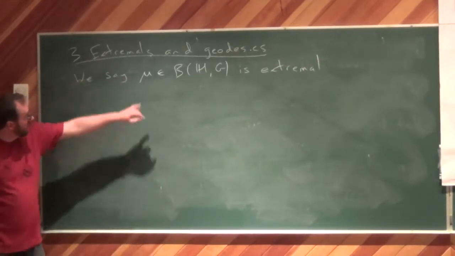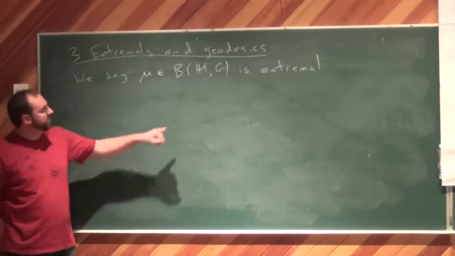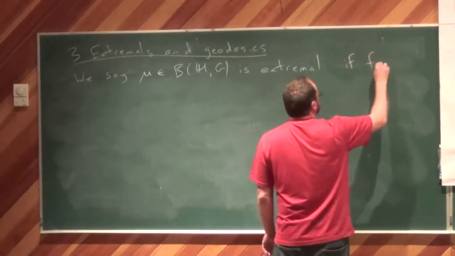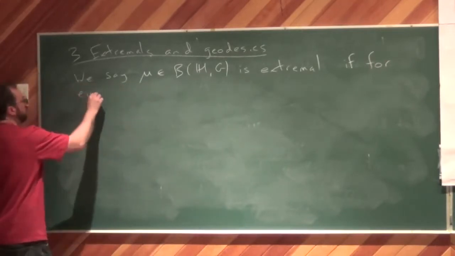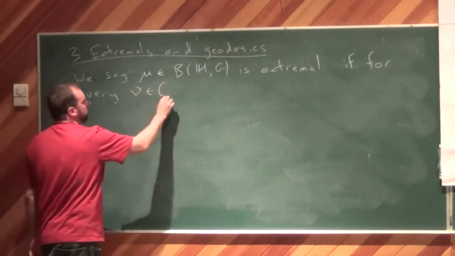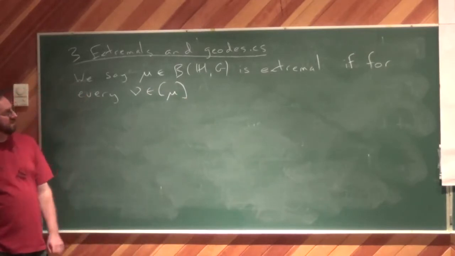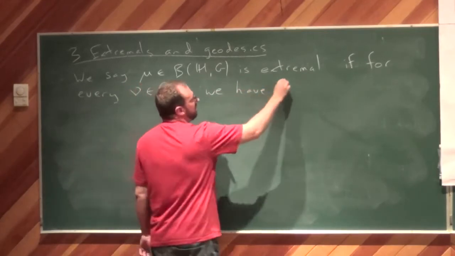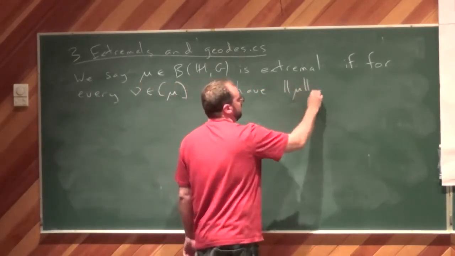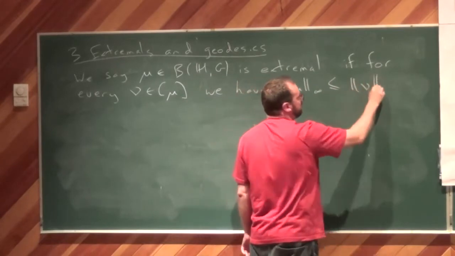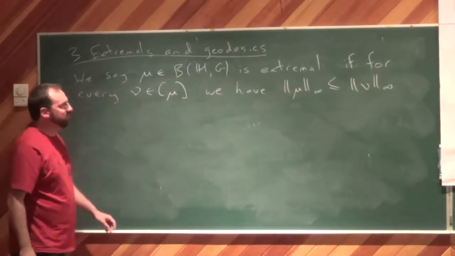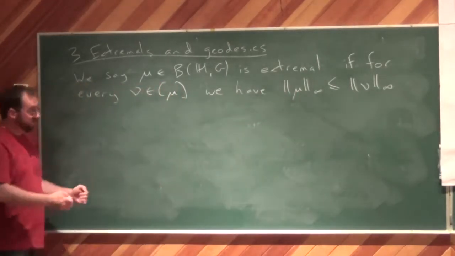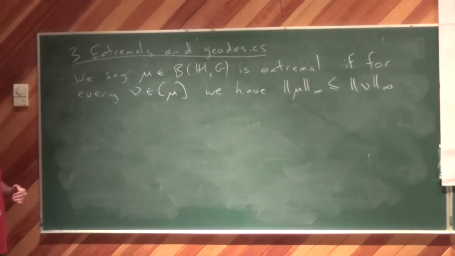If we've got a mu, which is a Beltrami differential, then we call it extremal if for every nu in the Teichmüller equivalence class of mu, we have that its sup norm is bigger than or equal to the sup norm of mu. So mu realizes the smallest distortion that we have in our Teichmüller class.